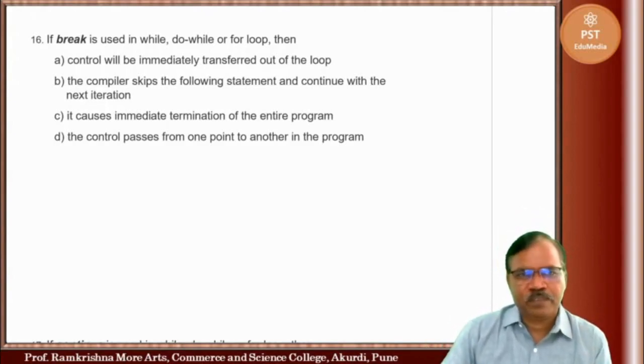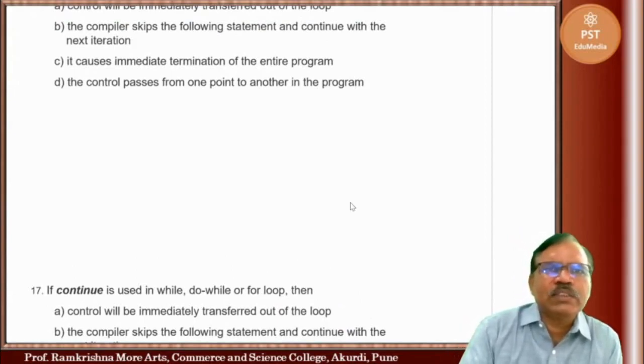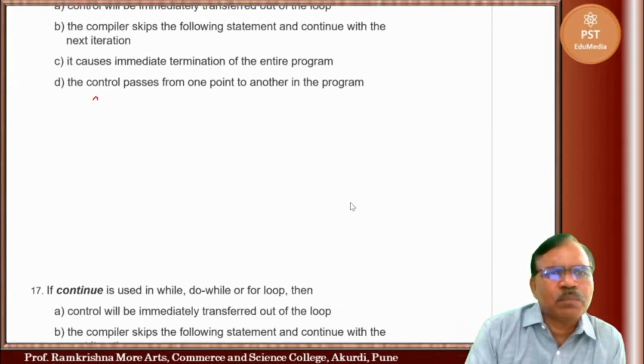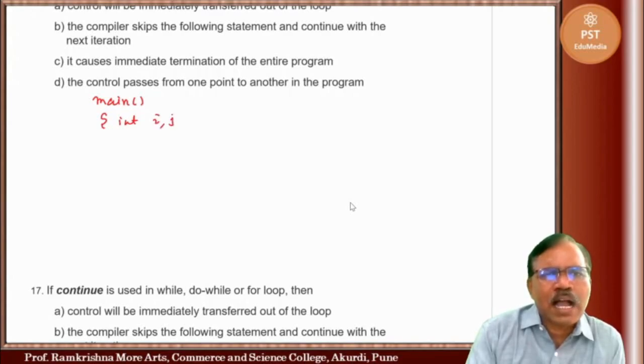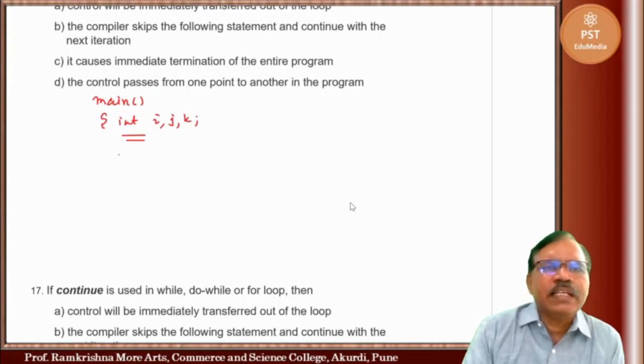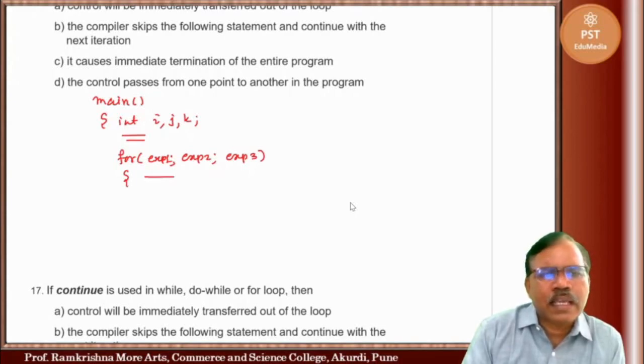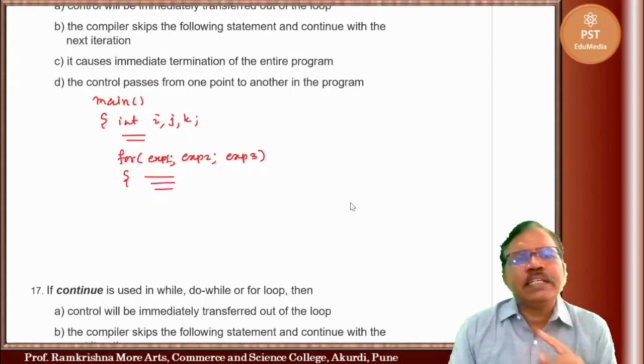Now break. So I will consider here only small program. So suppose here we have main. Now here integer, suppose i, j, k and so on. Here some statements. Then here suppose for loop, expression 1, expression 2, that is condition, expression 3. Then here I can have statements, lines indicate statements.